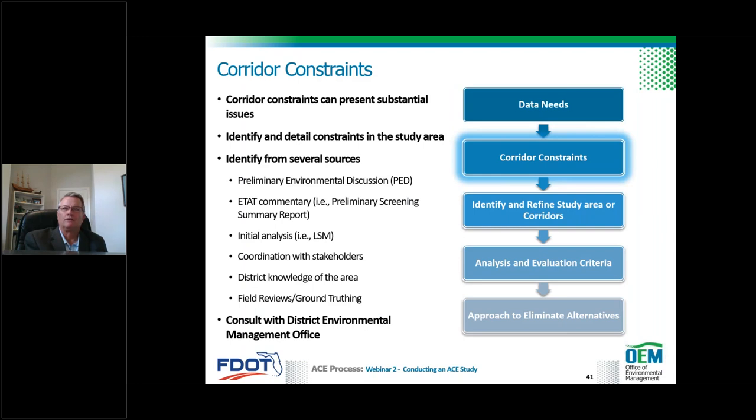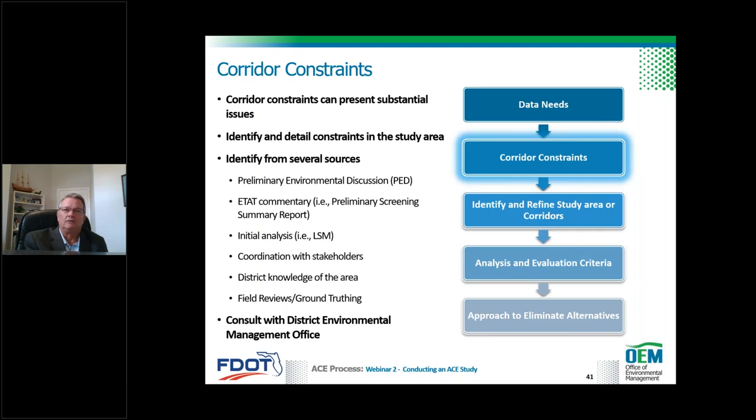Okay, corridor constraints is definitely a big issue. It requires some judgment, but I think the best way to start talking about this is to offer you a definition. So corridor constraints represent the physical location of existing infrastructure, protected resources, and planned development. These can present substantial issues and thus challenges to the feasible selection of a corridor. And so obviously this often means that we try to avoid or minimize impacts to these constraints.